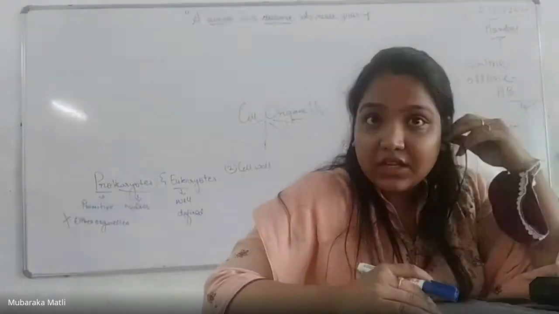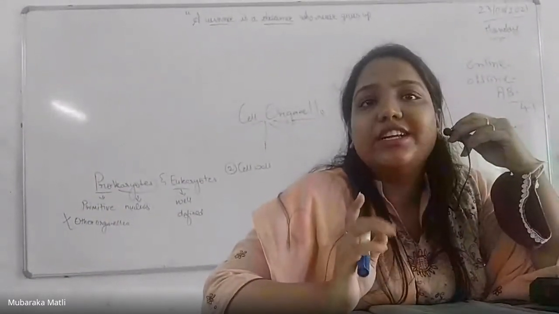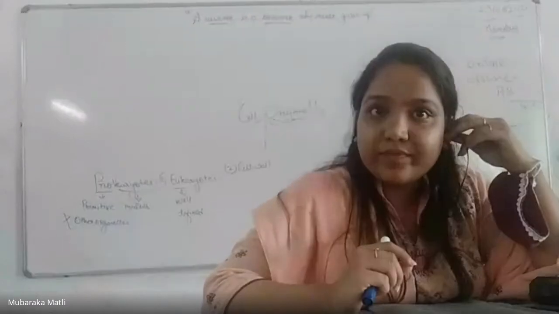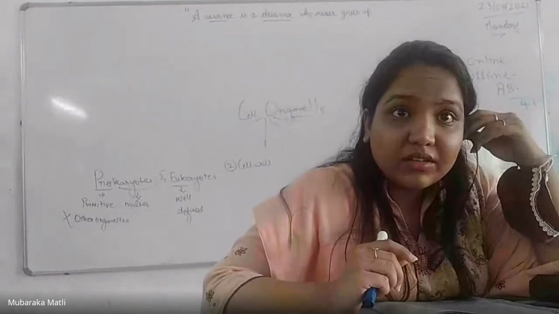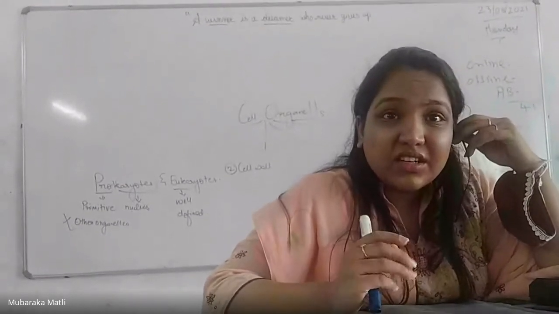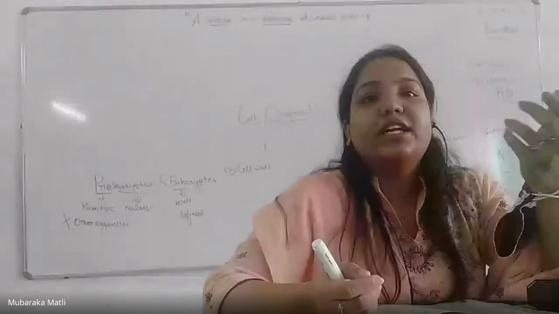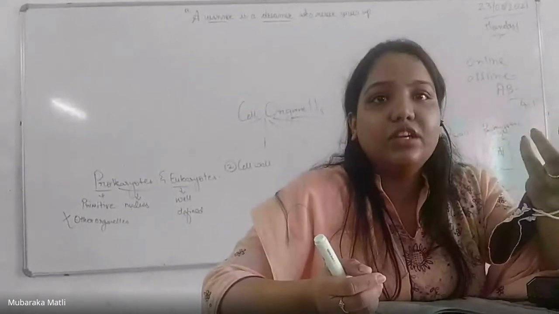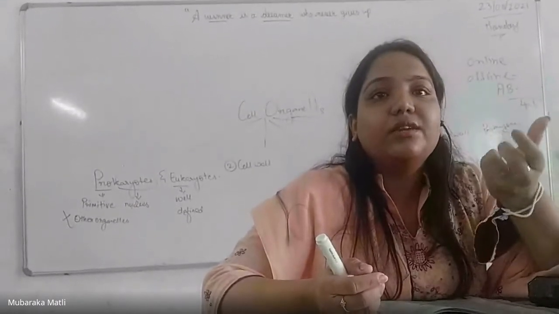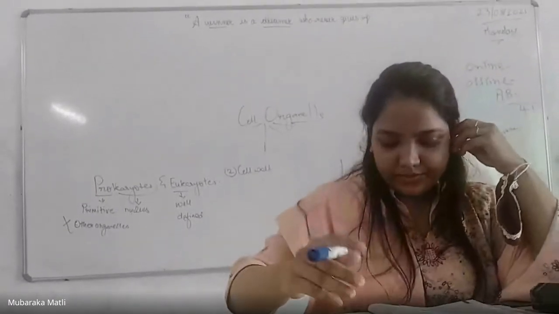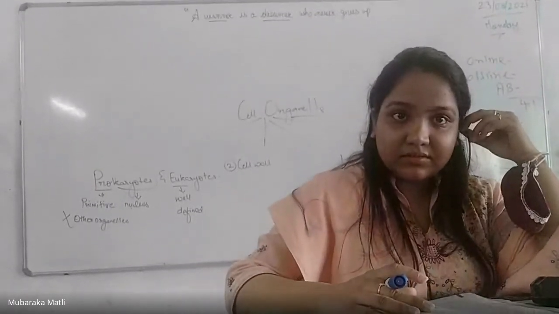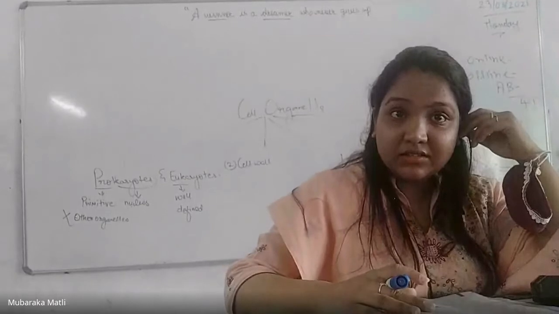Cellulose. It is made up of cellulose. Cellulose is a material, beta. It is nothing but a carbohydrate. Okay?